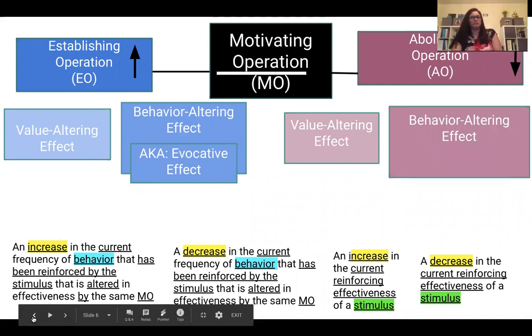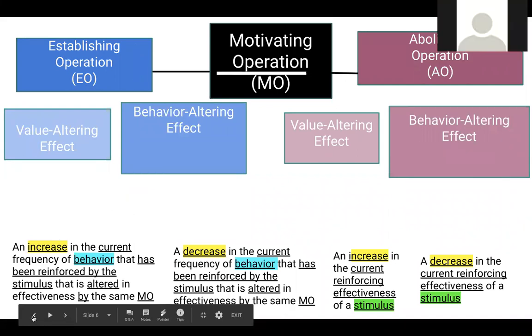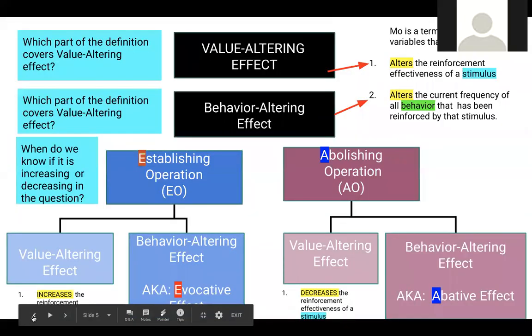And also a way to remember them, at least for me, when I look at it, I say A goes with A, E goes with E. Yes. So abative, it's abolishing, and then if you think evocative, it's establishing.